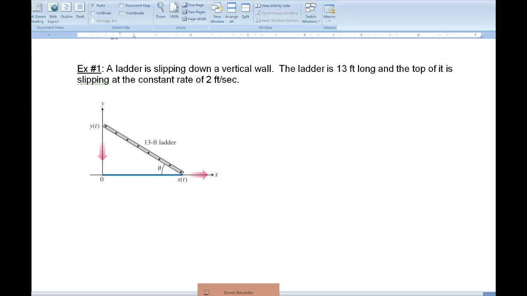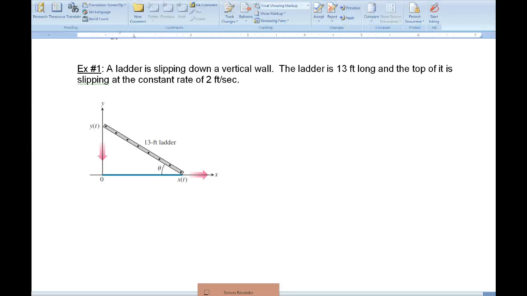So, as I just mentioned, a ladder. A ladder is slipping down a vertical wall. Can you kind of picture that? Prop the ladder up and it falls down. So the bottom of the ladder is sliding out and the top is falling down. All right, so let's first make sure we understand the problem. We understand what's going on.